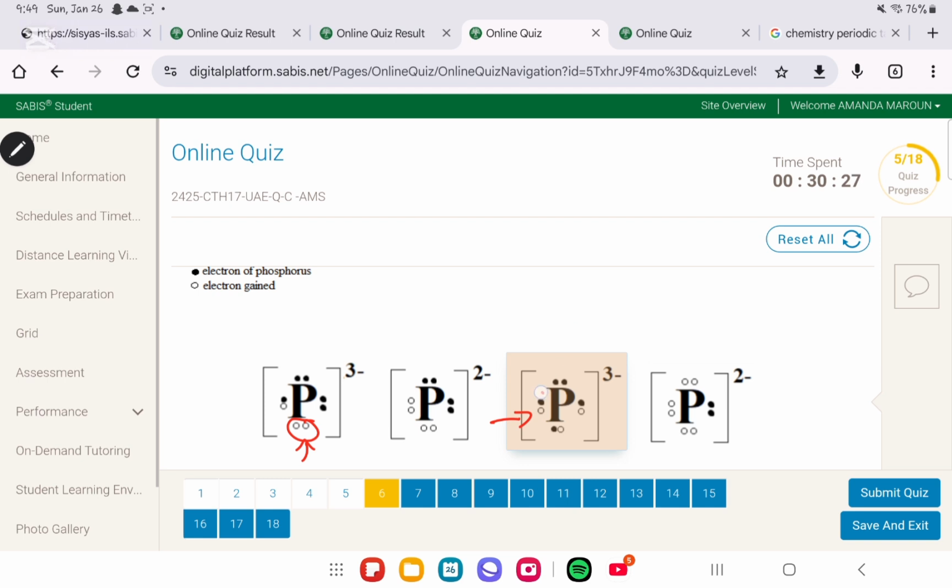So one is from P, another is not from P. One is from P, another is not from P. One is from P, another is not from P. Okay? Whereas if you place it like this, this is totally incorrect. Okay? So please pay attention to which one you are choosing.